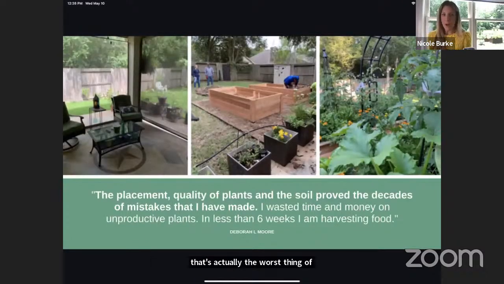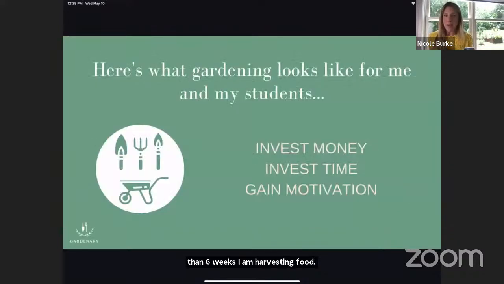So this is Deborah. Look at this garden she planted. Y'all see all these plants in here? The placement, quality of plants, and the soil proved the decades of mistakes that I have made. I wasted time and money on unproductive plants. In less than 6 weeks, I am harvesting food. I mean, what? Did she just take the words out of my mouth or what?